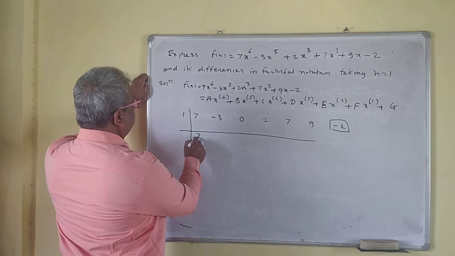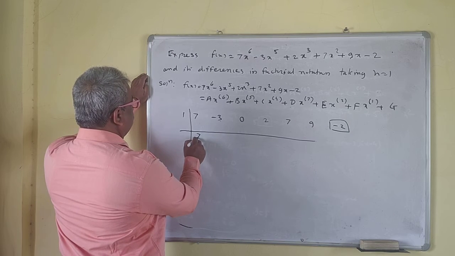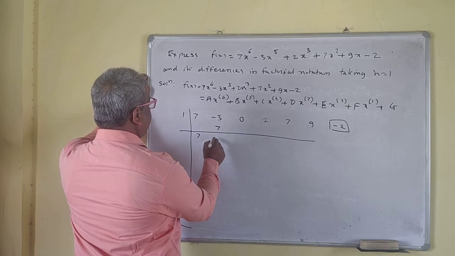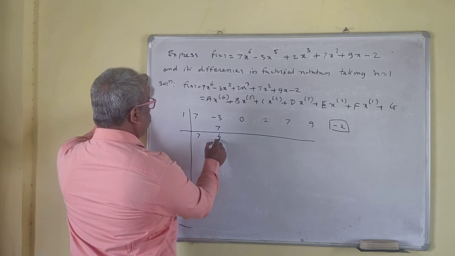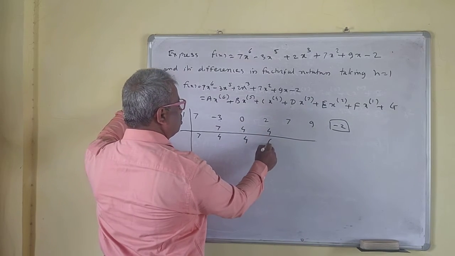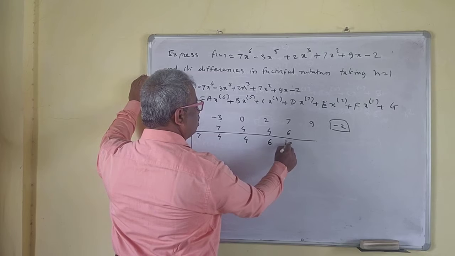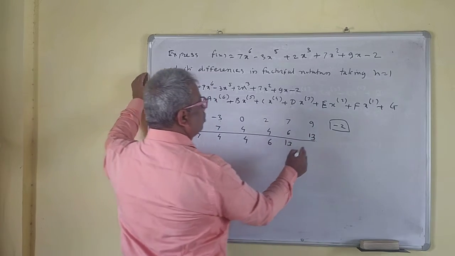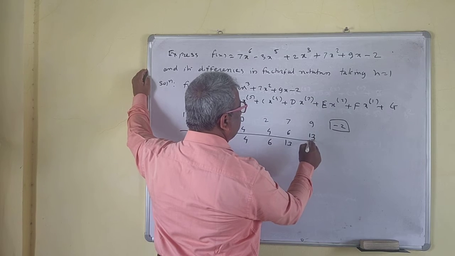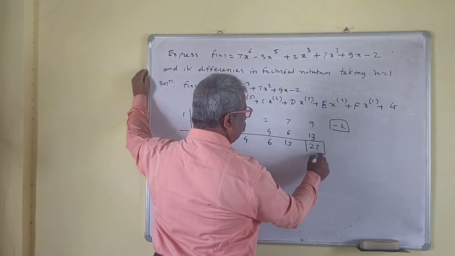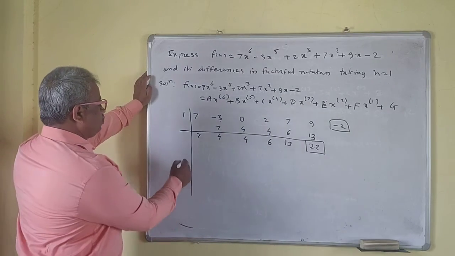This is 7 now here. So this is 7. So this will be what then? This is 4, this is 4. This is 6. This is 13. So this is 13. Then we have to take the addition. So this is 22. Don't consider the last one.